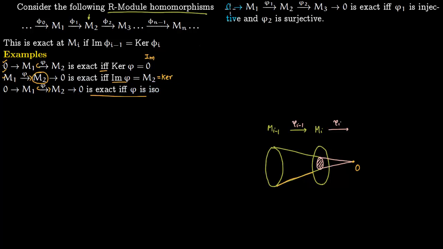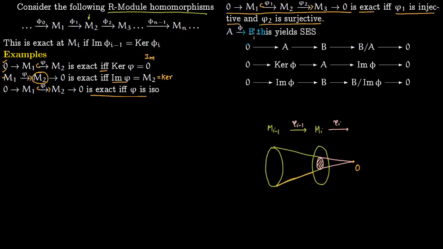So in general you have a short exact sequence like this. So this is what a short exact sequence looks like. Now we already know that you have a 0 on the left side, so this phi 1 has to be injective, and since you have a 0 on the right side, this phi 2 has to be surjective. So the sequence is exact if and only if this varphi 1 is injective and this varphi 2 is surjective.